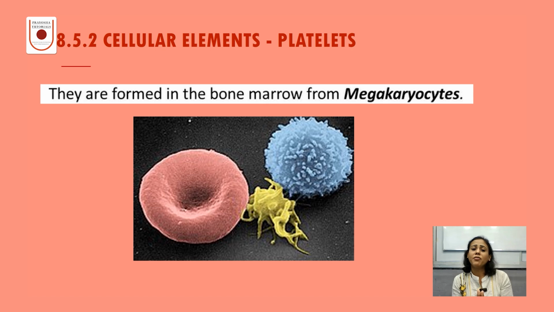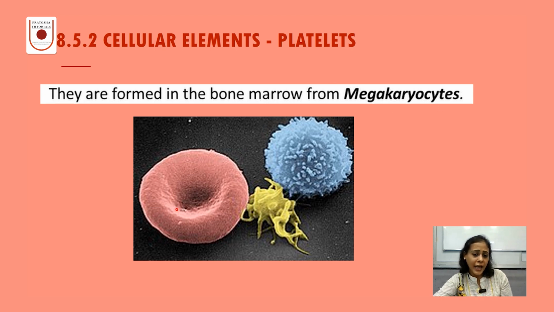Now the last type of blood cell is your platelets. The sentence which gets missed out by most of the students is, how are they formed? Now these are going to be formed in the bone marrow, but from which cells? Megakaryocytes. So this sentence is very important.